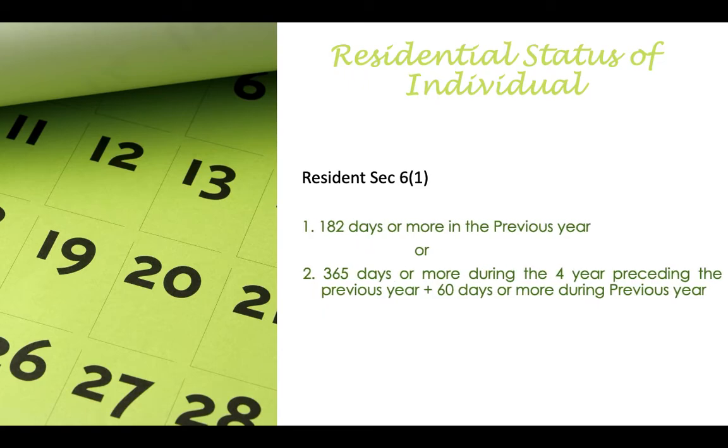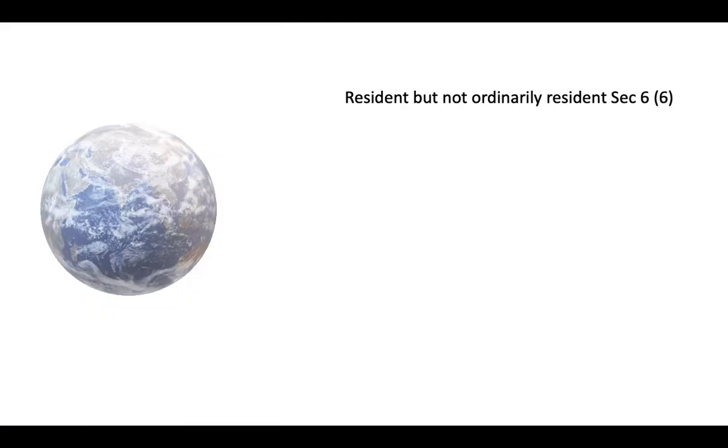So the basic conditions are, the first condition is he should be there in India for 182 days or more in the previous year. If he is not able to satisfy, you have to go on checking for the second condition. The second condition is that out of 4 years preceding the relevant previous year, he should prove that he was there in India for 365 days or more, and 60 days or more during the previous year. If any one of these conditions is satisfied, he becomes a resident.